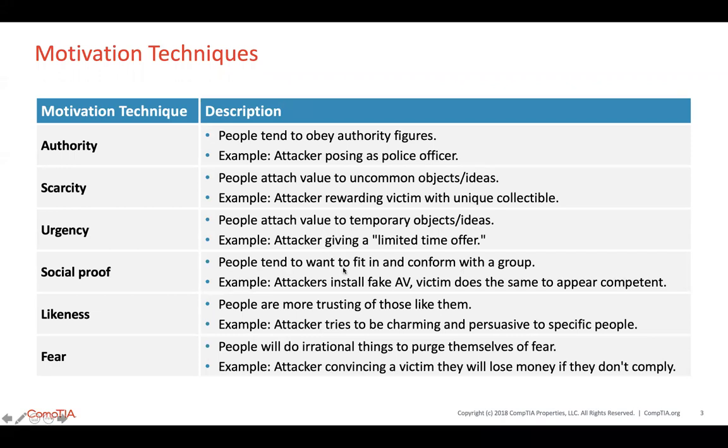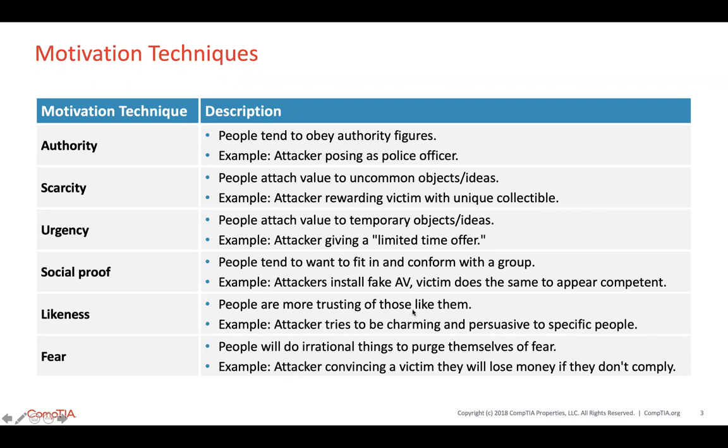Social proof: people tend to want to fit in and conform with a group. Example: the attacker installs fake AV, and the victim does the same to appear competent. So they're trying to get them to do the same thing.